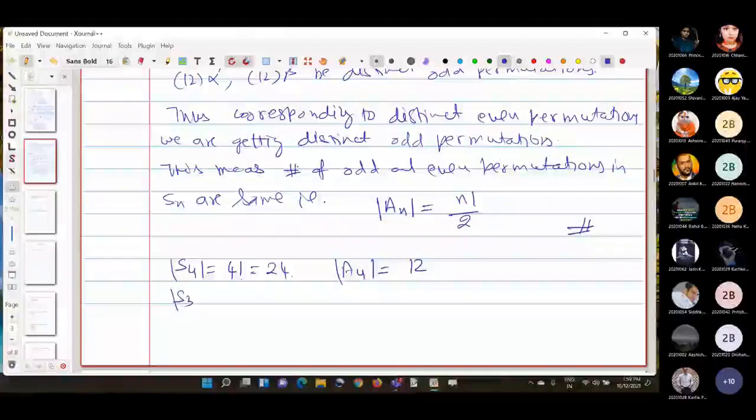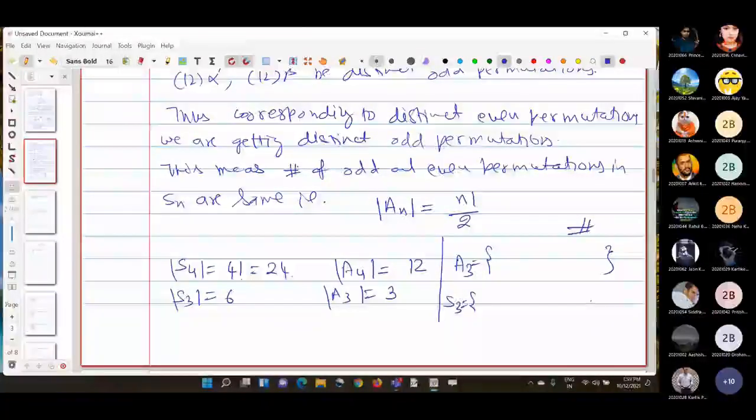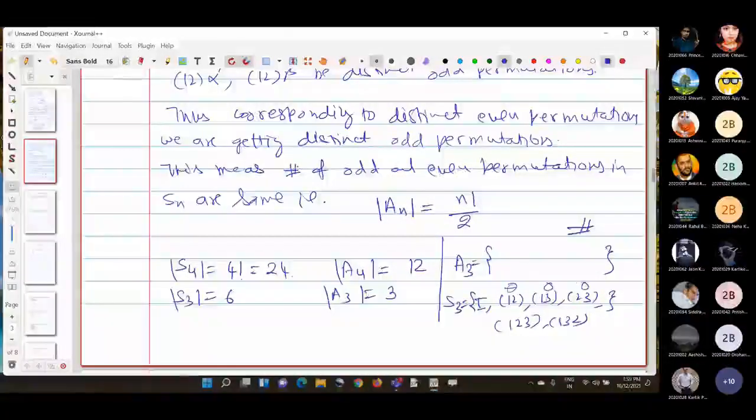Okay. S3, we have S3. So how many elements are there? 6 elements. Okay. And then the order of A3 is what? 3. Fine. You can write down the elements in A3 also. Before that, we can write the elements in S3. So what are they? Identity, (1 2), (1 3), (2 3), and then (1 2 3), and then (1 3 2). Okay. So these are the elements. Of course, this is not even. This is odd. This is odd. This is odd. This is even. And they are even permutations.